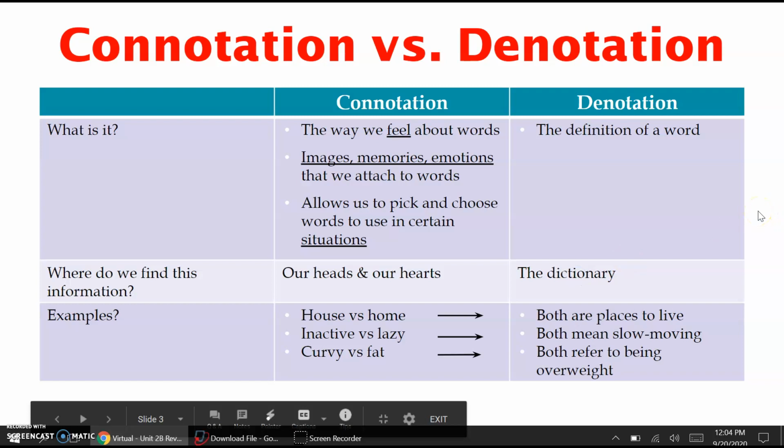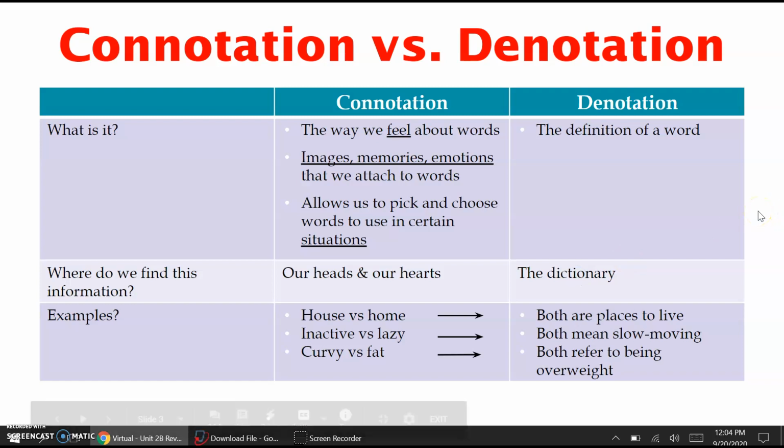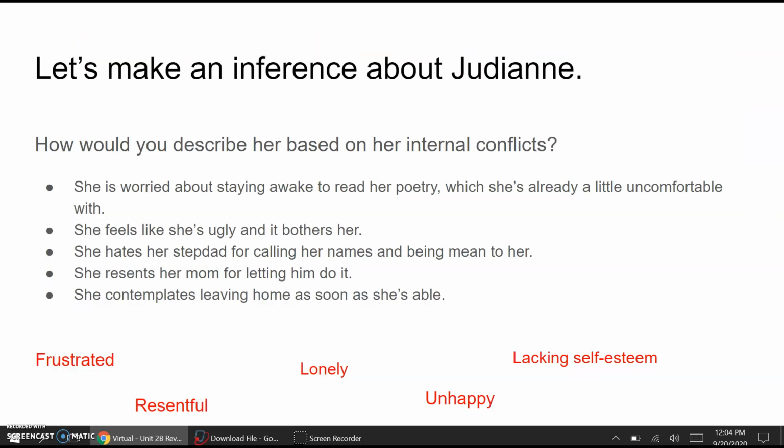So about a week and a half ago, we reviewed connotation and denotation. Connotation is the way we feel about words, and it informs us of when we should use certain words in certain situations. Denotation is strictly the dictionary definition of a word. And so we looked at different examples, house versus home, how they both mean the same thing, but we feel differently about those words.